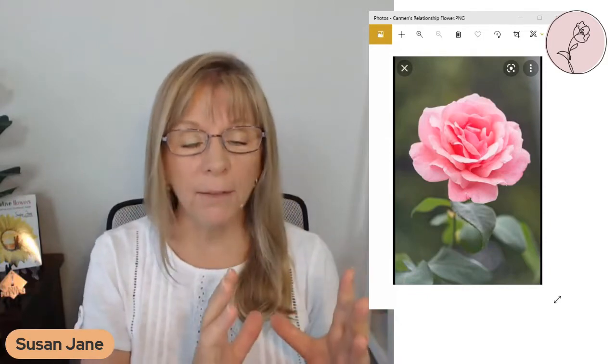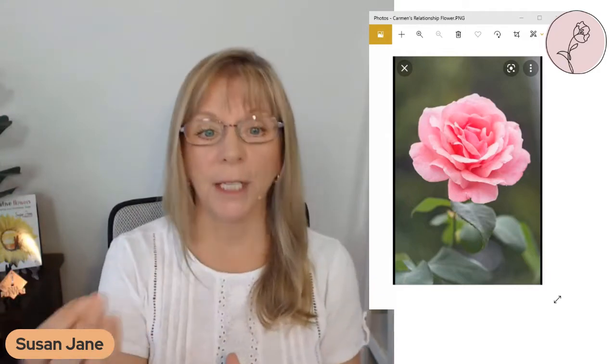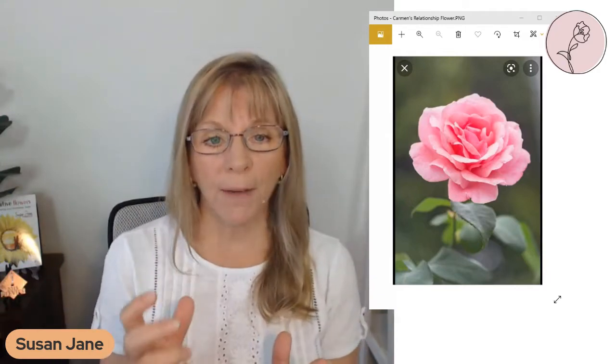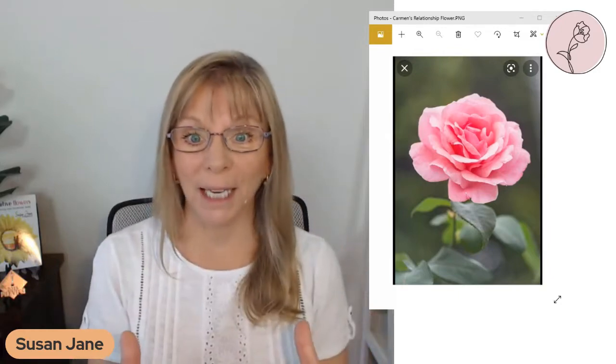So although it's positive, what you look at with this one, when you're looking at a goal such as a relationship, the positive aspect to it is that you're looking at getting the best you can out of this relationship.